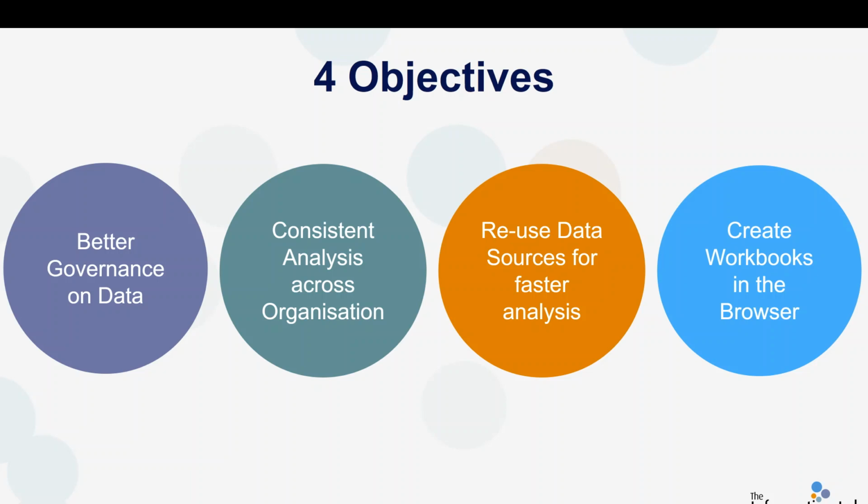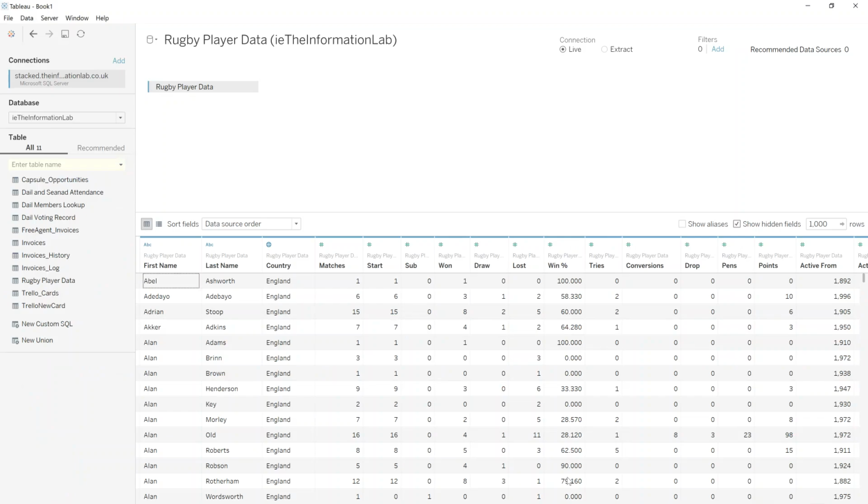I'd also like the data sets to be reusable, so that if I create a data set and a workbook, that data set can be reused in another workbook, which speeds things up. Next time I want to create a new workbook, I can just connect directly and have all that work done. And lastly, I'd like people with Explorer licenses, or in general people in the browser, to be able to connect to data sets that I've made, that are governed, consistent across the organization, and easily reused in the browser. So they're my 4 objectives, and I'll hopefully show you what that looks like in Tableau.